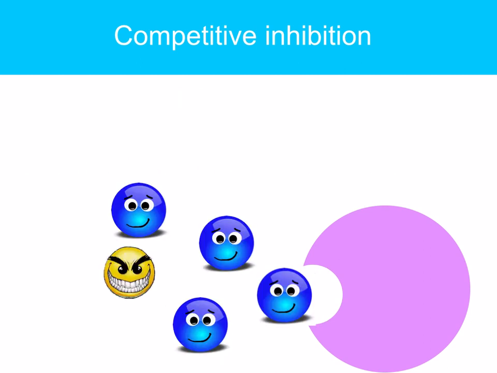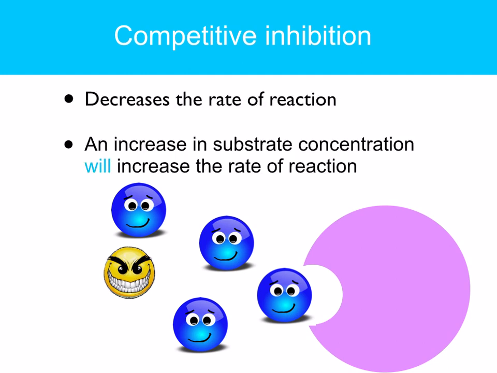So what happens? Competitive inhibitors will decrease the rate of reaction. An increase in substrate concentration, which you can see here with your little blue molecules, will increase the rate of reaction. The inhibitor, remember, is not permanently bound to the active site. And so when it leaves the active site, another molecule can take its place. This could be a substrate or inhibitor molecule, depending on how much of each is present. So sooner or later, all the substrate molecules will find the active site.